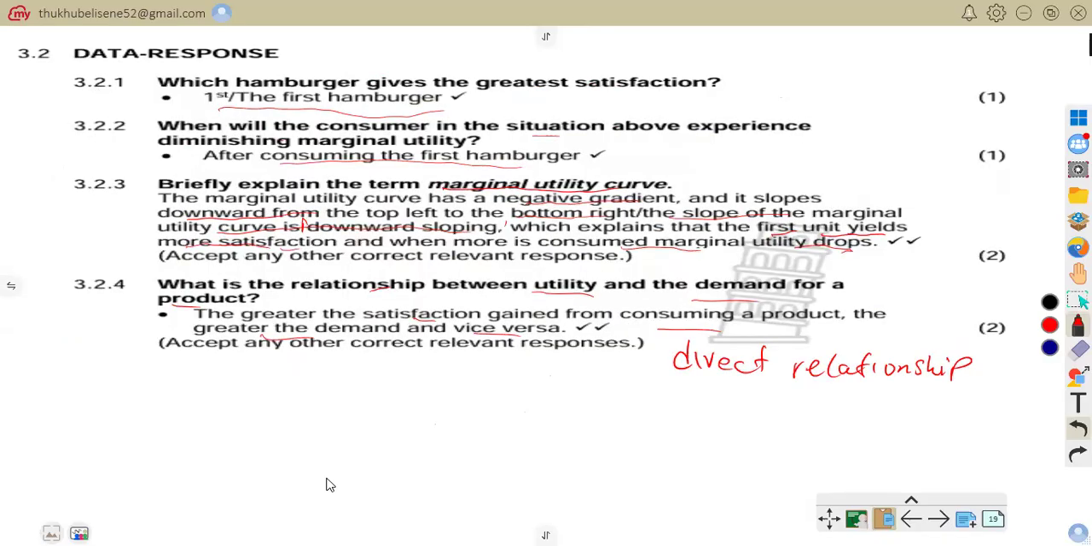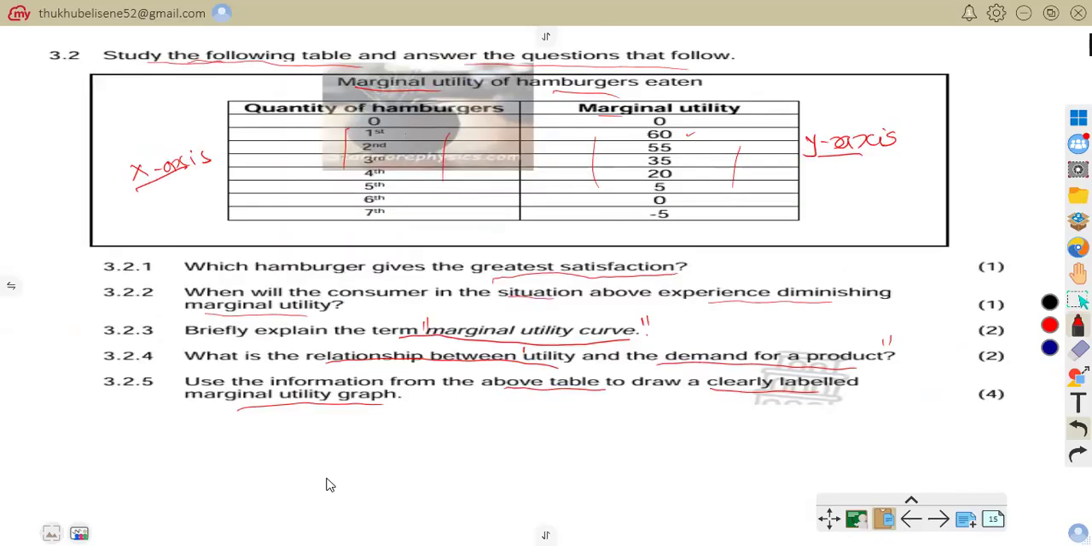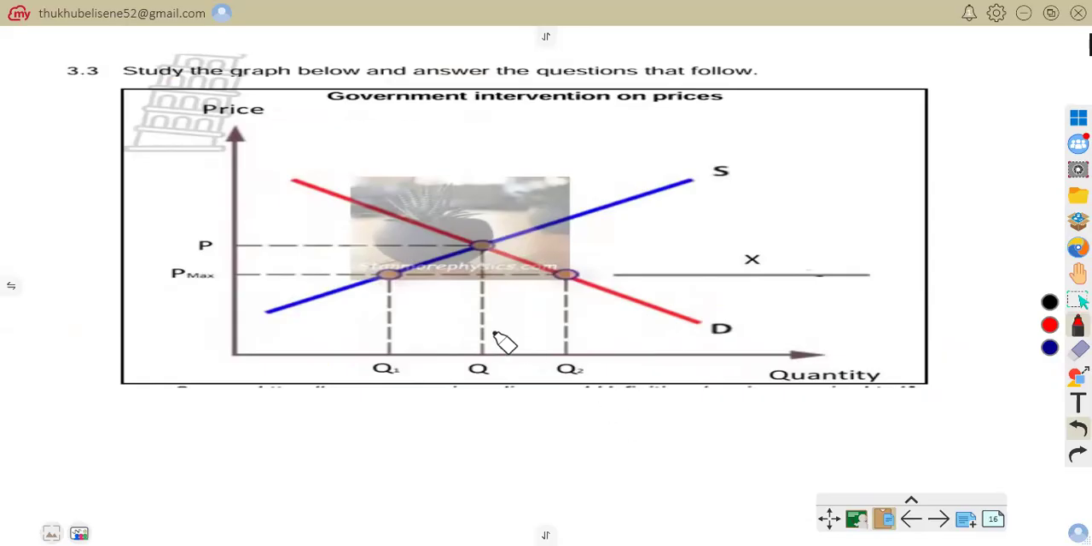So now let us move on. We were under 3.2.5, now we move on to 3.3. 3.3 is about studying the graph below and answering the questions that follow. We are going to talk about government intervention on prices. So we have our y-axis, which shows prices, and our x-axis is about quantity. Now let us see the questions so that you can quickly answer them.